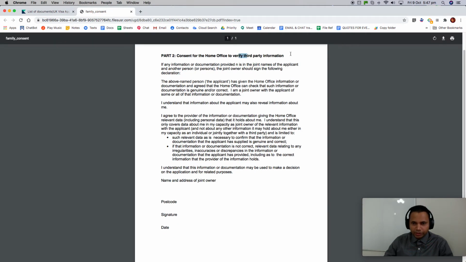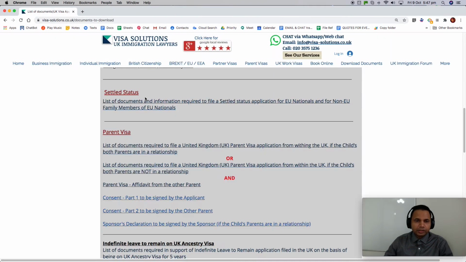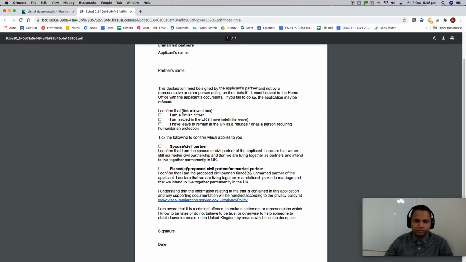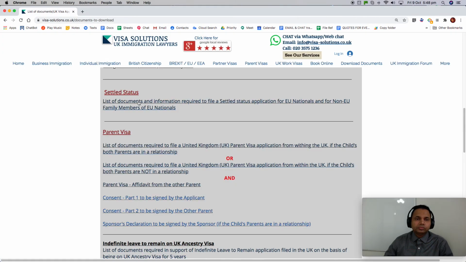So consent for a third party. So the other parent may be a third party. And if both of them are in a relationship, then this additional consent for the relationship. So a declaration for spouses, civil partners, proposed partners, all others. So if they're together, then the other partner should confirm they are. So this is all about the list of documents.